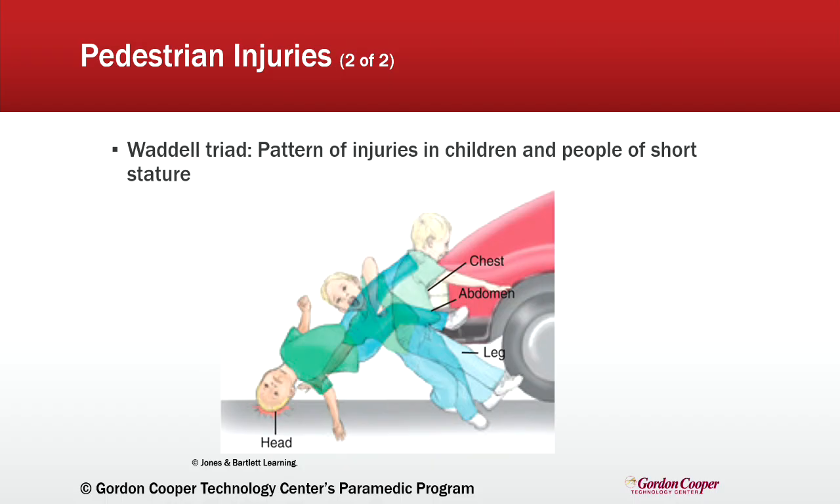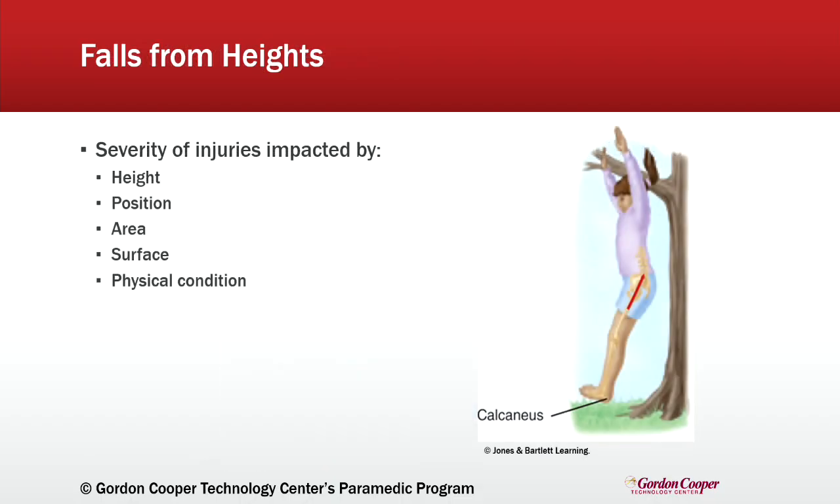As I mentioned, the pedestrian injuries are going to differ greatly from those of adults. The Waddell triad describes the most common injury pattern for children or shorter individuals. In this pattern, the vehicle bumper strikes the pelvis and femur rather than the knees and the tibias. The chest and abdomen impact the grille and the lower hood of the vehicle as well. The head then strikes the vehicle and subsequently the ground. And we can kind of see how that plays out in this image here and why the injuries can be so devastating.